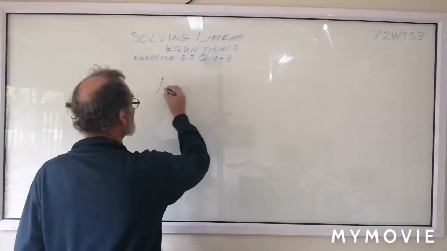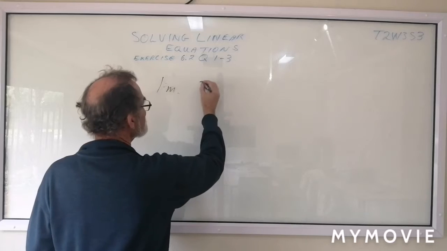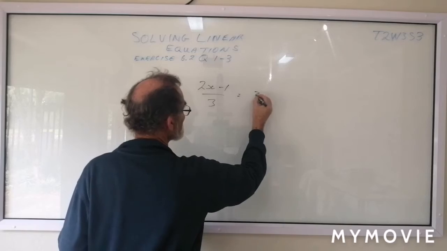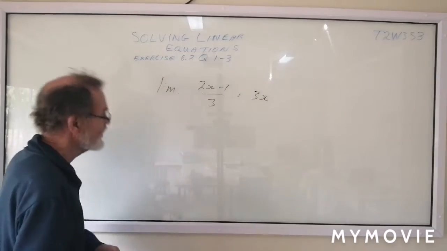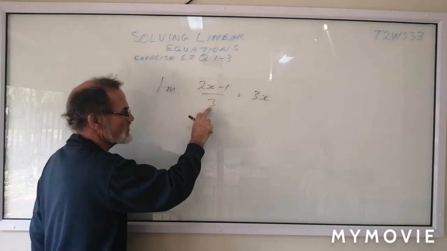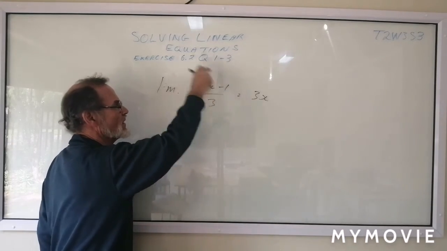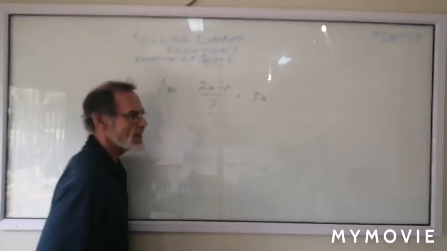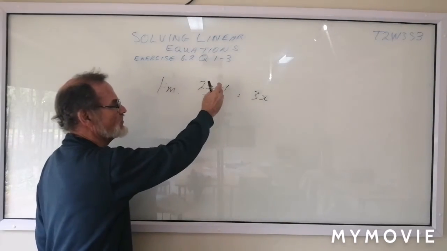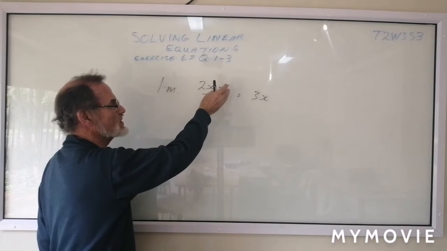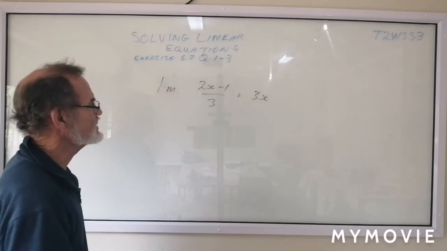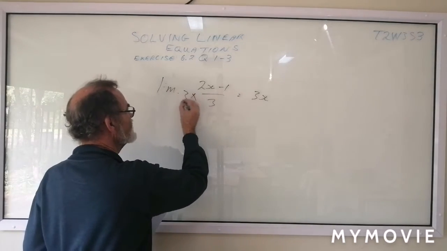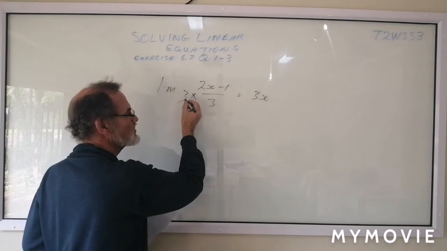Right, 1m. 1m is 2x minus 1, all over 3, which is equal to 3x. We have to get rid first of the 3, then of the minus 1, and then of the 2, in that order, because we can't subtract 1 from this, because we're going to be subtracting 1 from the whole thing, and that is going to be complicated. So, we multiply both sides by 3 first, because the 3 is dividing, we do the opposite, we multiply.